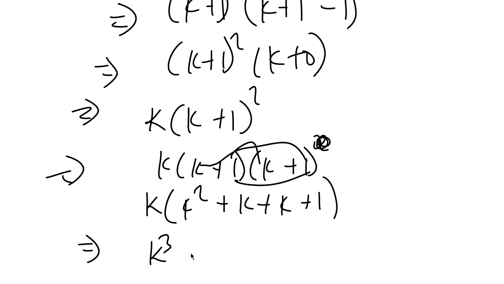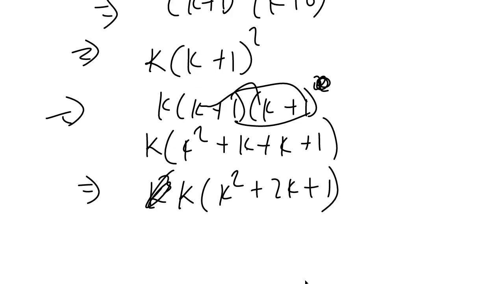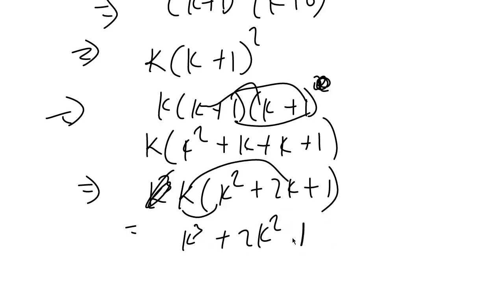K cubed. Let me resolve what is inside first. So that will be k squared plus k is what? 2k, then plus 1. Then open the bracket. You will now have what? K times k squared, that's k cubed, plus k times 2k, that is what? 2k squared, and k times 1 is what? K. So this is what it leads to. Do you understand? So that's the application.